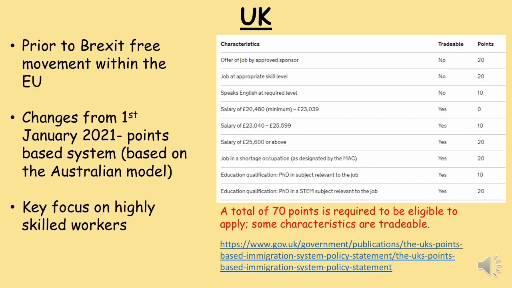As you can see, there are different points available for different characteristics, and some of them can be traded. For example, a university researcher in a STEM subject wishing to come to the UK on a salary of £22,000, which is below the general minimum salary threshold, may still be able to enter the UK if they have a relevant PhD in a STEM subject. Likewise, a nurse wishing to come to the UK on a salary of £22,000 would perhaps still be able to enter the UK. I've put the link here so that you can read more on this very current policy.